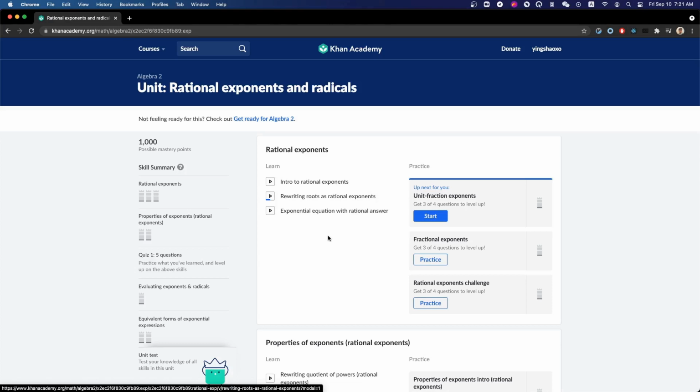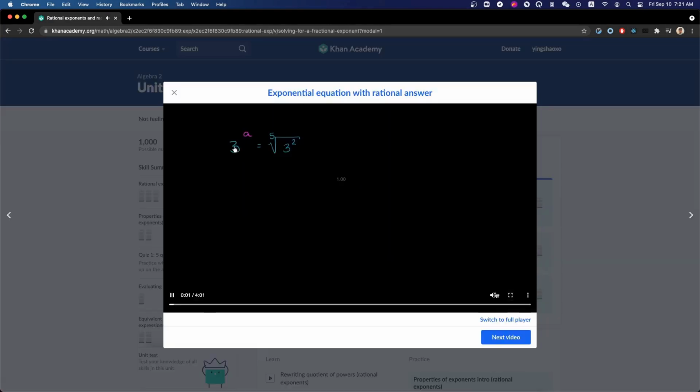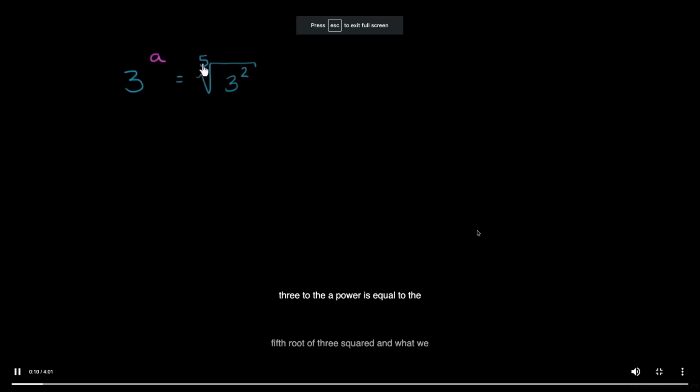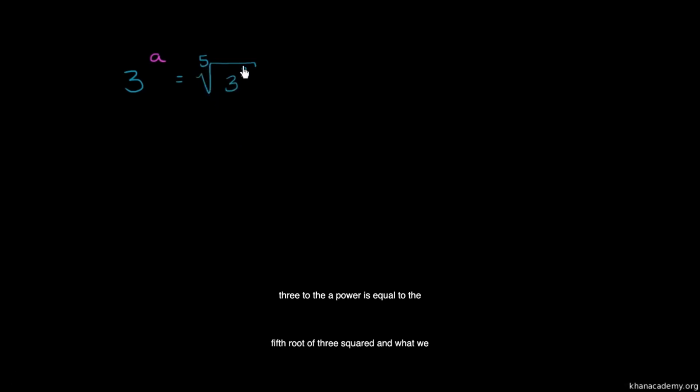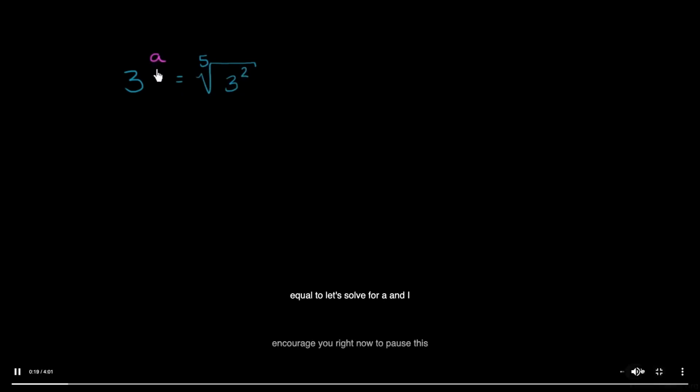So right here, we've got 3 to the a power, I don't want to confuse it with the number 8, is equal to the 5th root of 3 squared. And what we need to figure out is what a would be equal to? Let's solve for a, and I encourage you right now to pause this video and try it on your own.